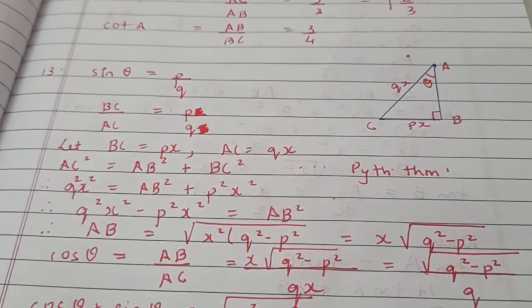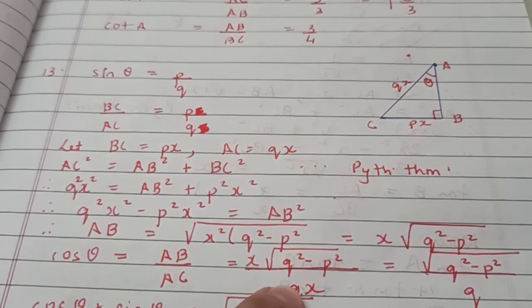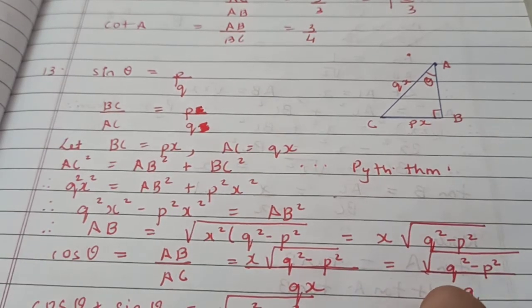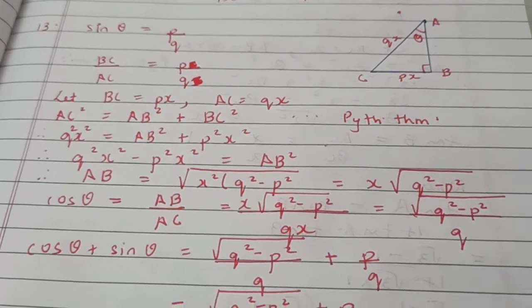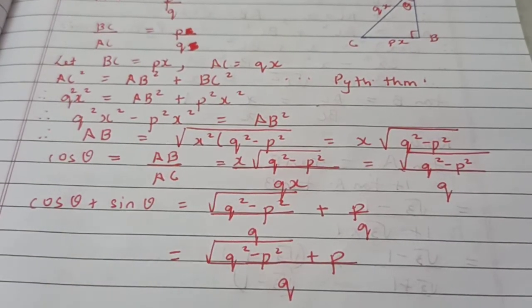So let's find cos theta. Cos is adjacent upon hypotenuse. X and x gets cut, of course. In the final answer, we can't have x. So this is the answer of cos theta. Sin theta we already knew. And just add the two values. Denominator is common. Great. We can't do anything more. This is the final answer.